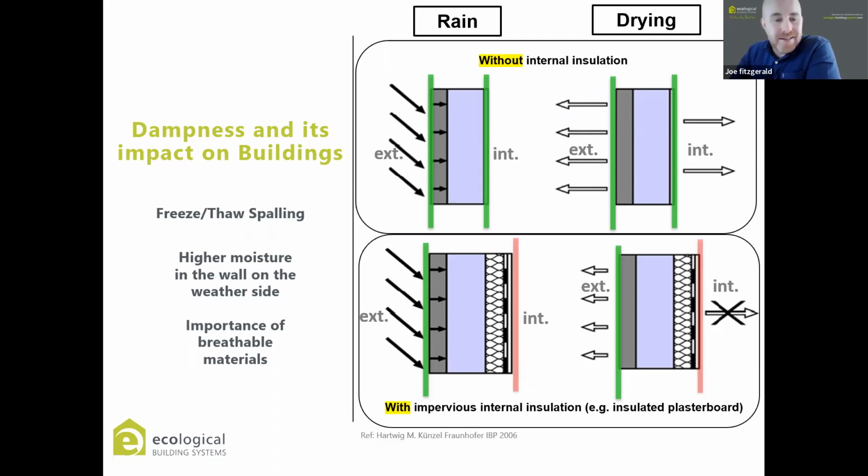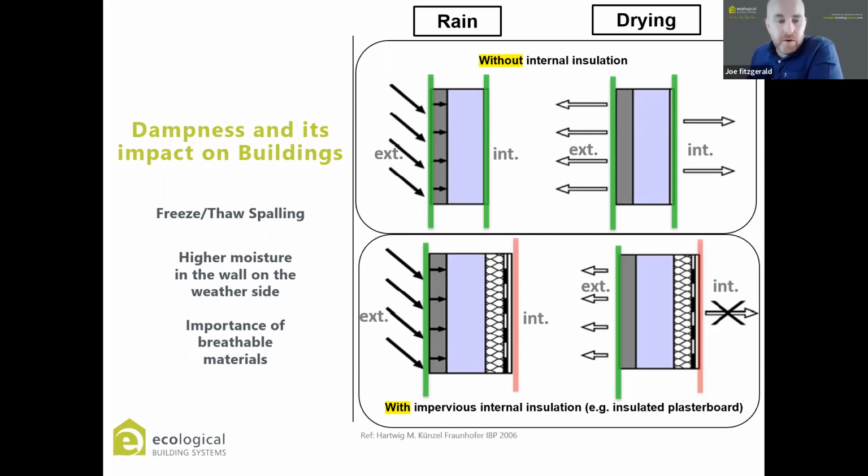Now, when you insulate a building, if you jump down to the bottom image, what happens when it gets wet, if you look over to the right-hand side, is you've cut away the drying potential to the inside. So now you're fully reliant on the outside. So you've limited its capacity, no matter what you use, but some things will be more favorable than others.